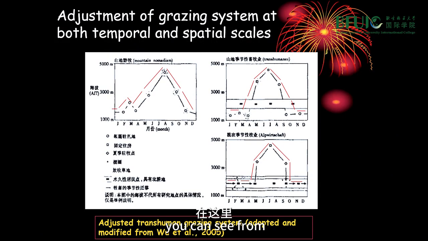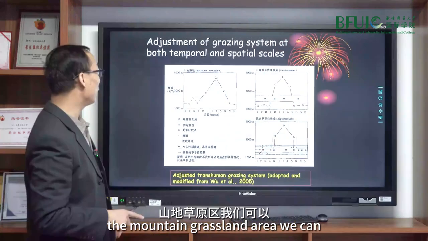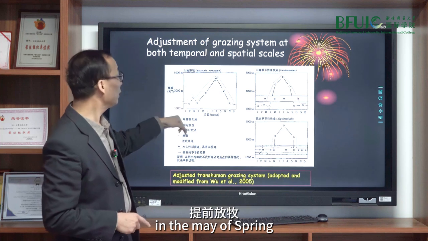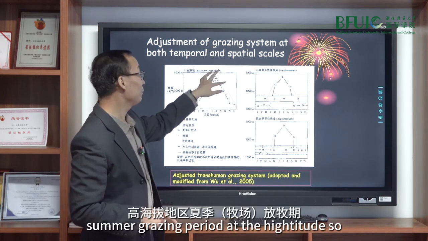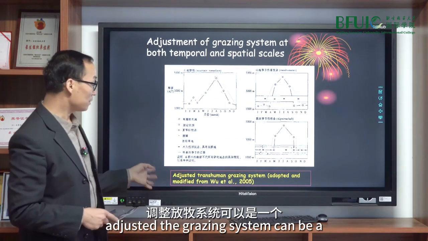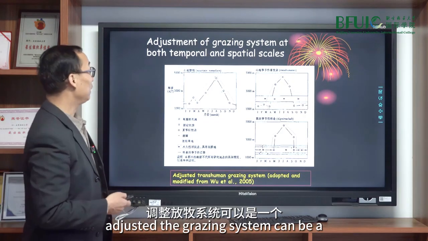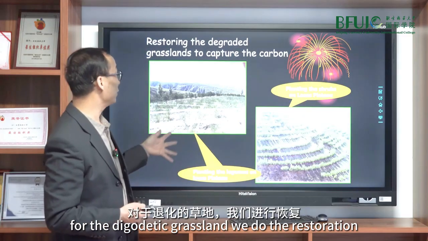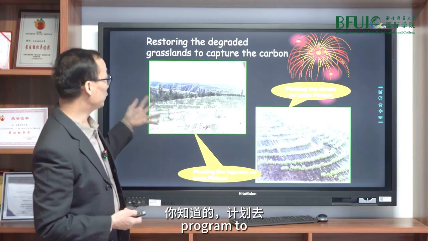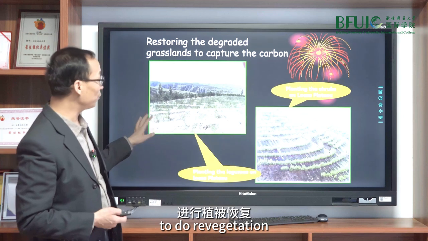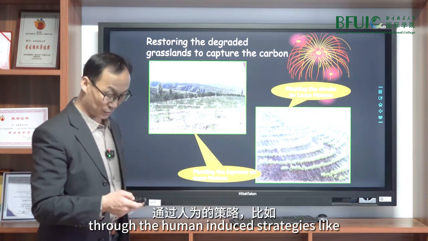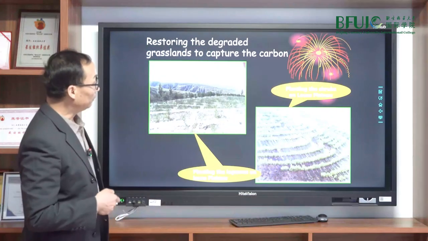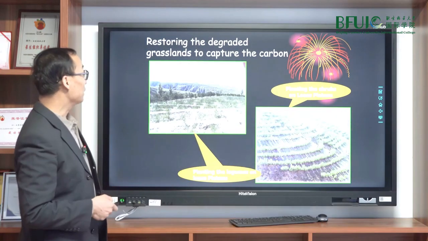Yeah, here you can see from the mountain grassland area, we can do early grazing in May of spring and prolong the summer grazing period at the high altitude. So let's say an adjusted grazing system can be a good strategy to adapt to climate change. Of course, for the degraded grassland, we do restoration programs to revegetate the severely degraded areas through human-induced strategies like planting shrubs and grasses on the very much degraded areas like the Loess Plateau and the Qinghai Plateau.